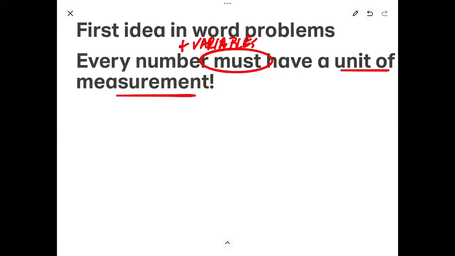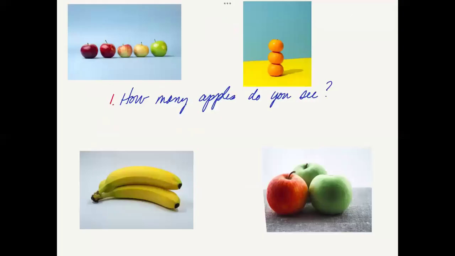That's the first rule. Now here's the second idea. This is the one that we all understand, first grade, second grade, third grade, all the way up to high school. But for some reason, we don't use this idea when we're dealing with word problems. So I'm going to start it this way.